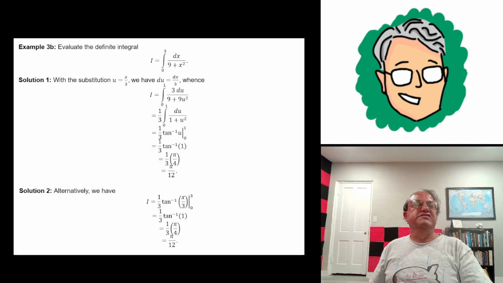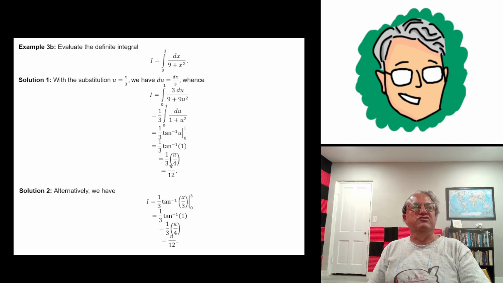We already know this integral. It's just the arctangent. So we get 1/3 times the arctangent of u going from 0 to 1. That's just 1/3 times the arctangent of 1 minus the arctangent of 0, but we know that the arctangent of 0 is 0. So we can just leave that term out. And then the arctangent of 1 is pi over 4. You might remember that from trigonometry.